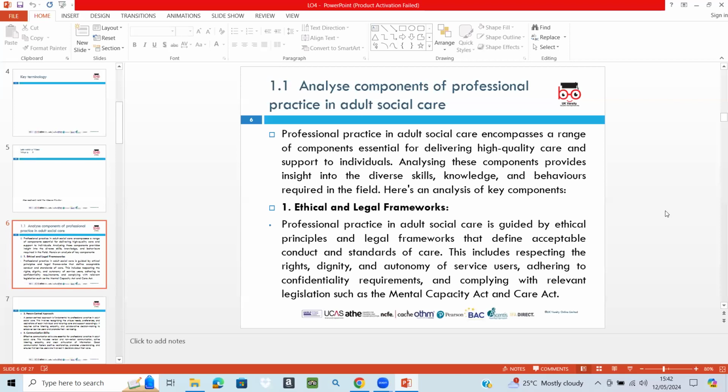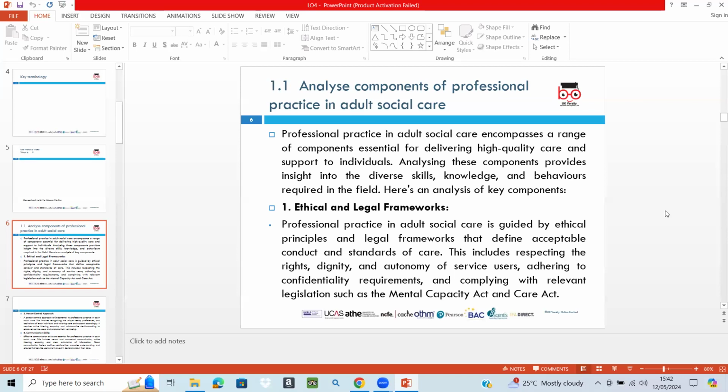Right. So in this one, we have to analyze components of professional practice in adult social care. The next point is the ethical and legal framework. The ethical and legal framework serves as the cornerstone of professional practice in adult social care, providing guidelines and standards to ensure that individuals receive high quality and ethical care. By adhering to these frameworks, practitioners can navigate complex ethical dilemmas, protect the rights of service users, and maintain a commitment to upholding professional standards.